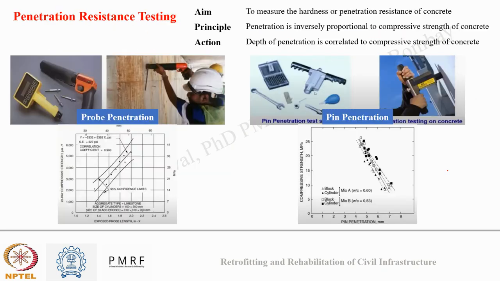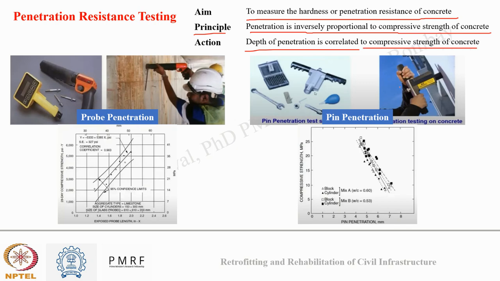Now the third semi-destructive testing is penetration resistance testing. Okay, so the aim of this test is to measure the hardness or the penetration resistance of concrete, and it is based on the principle that penetration is inversely proportional to the compressive strength of the concrete. So based on the depth of penetration, we can correlate with the strength of the concrete. Now, this test can be conducted in two ways. Probe penetration, where a metal probe is made to penetrate through the concrete surface using a gun driver, and the exposed probe length is measured and correlated with the compressive strength of concrete.